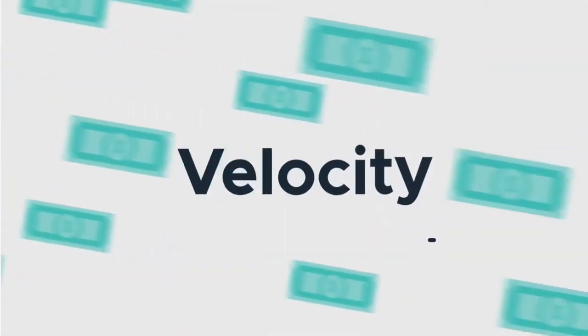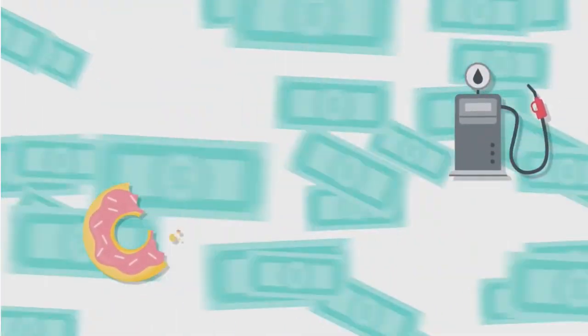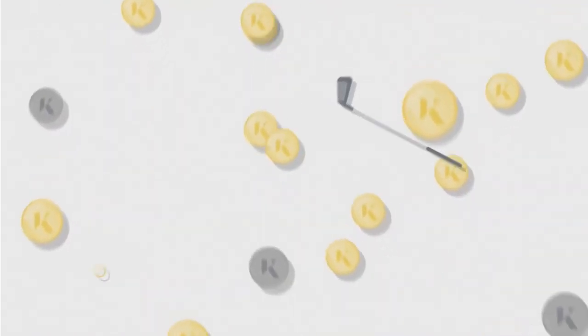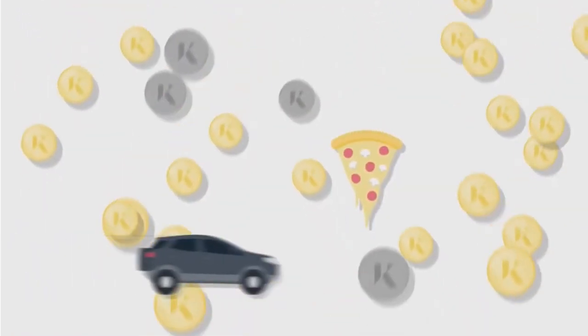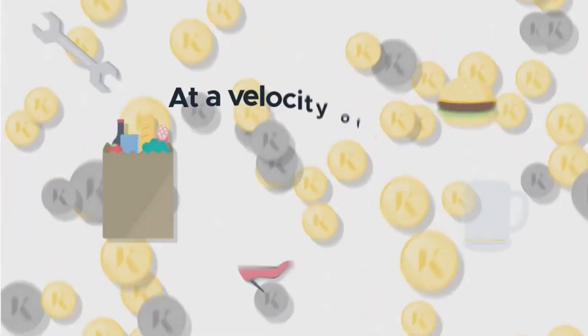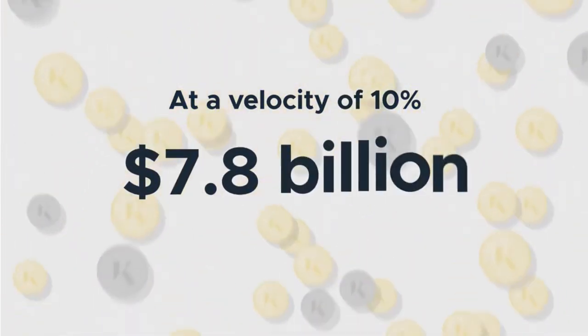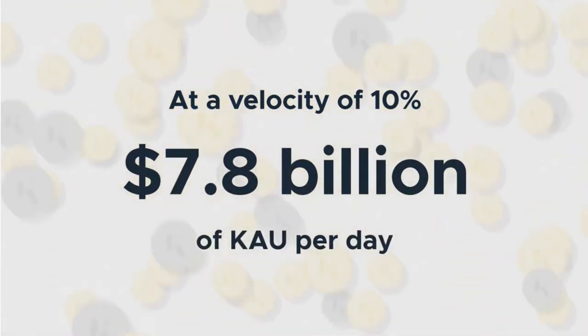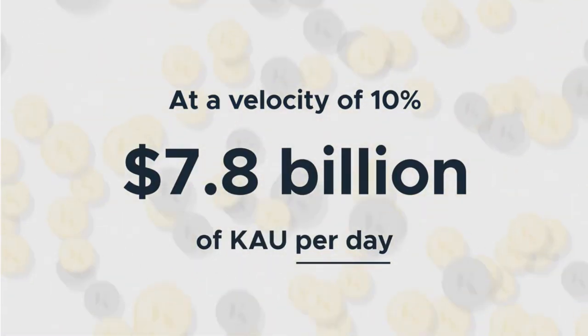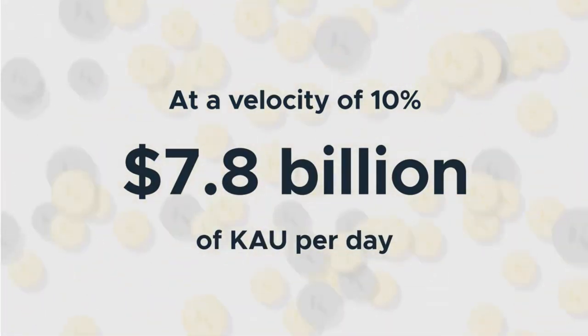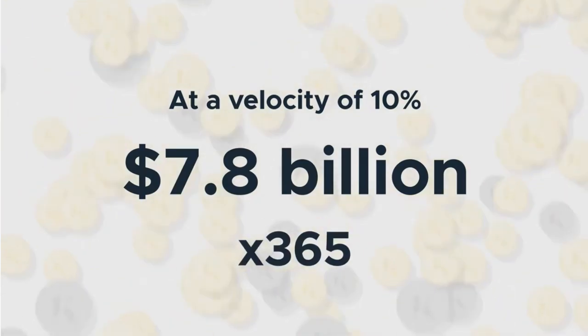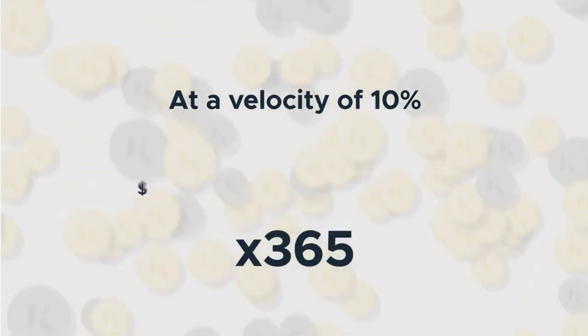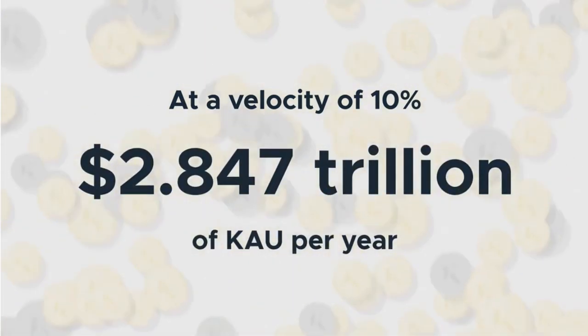Now let's talk about velocity. Velocity is the rate at which money changes hands. Velocity in Kinesis is a measure of how much the market cap is being transacted per day. A velocity of 10% in our example would mean that $7.8 billion of KAU was being transacted per day. To calculate the total volume of transactions in a year, we multiply this by 365, giving $2.847 trillion.